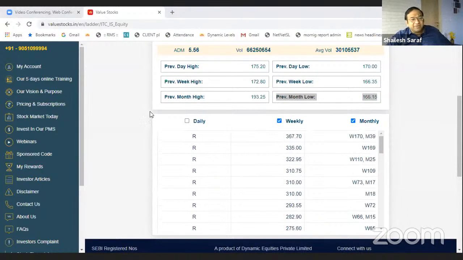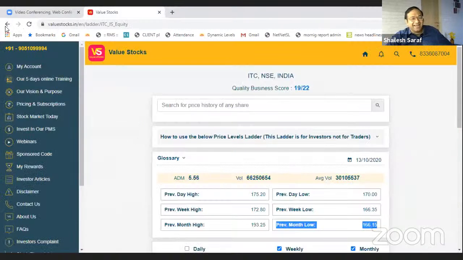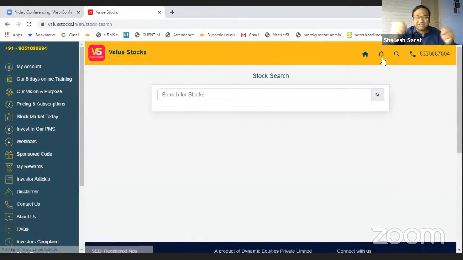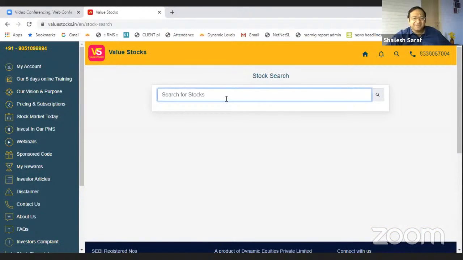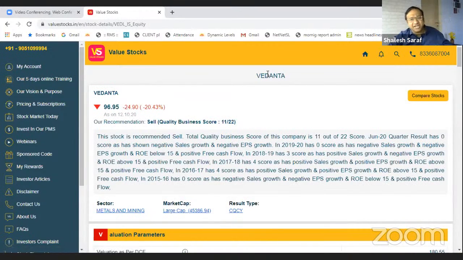Mr. Success AP, can you please write your name? Success AP. I really like Success is equal to AP. Very good. We should all be successful in investing. Now let's go to Vedanta. Are you enjoying it? Is it simple? We are discussing each share so that it becomes very, very good.